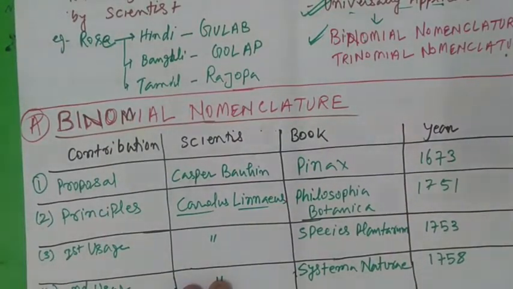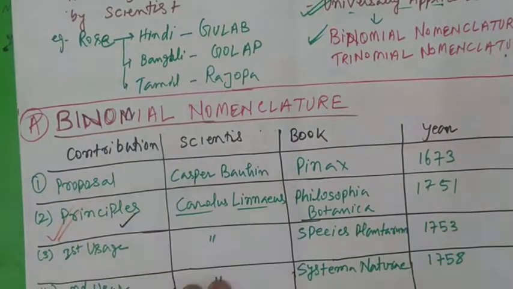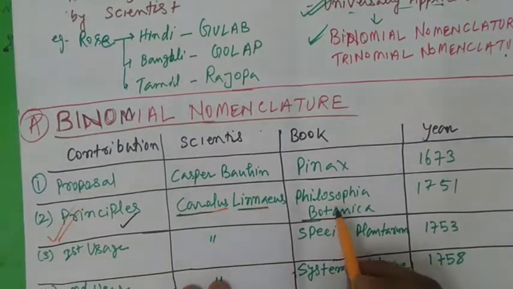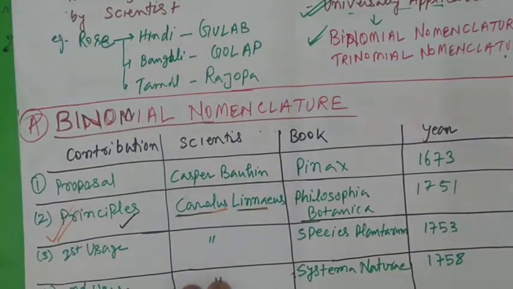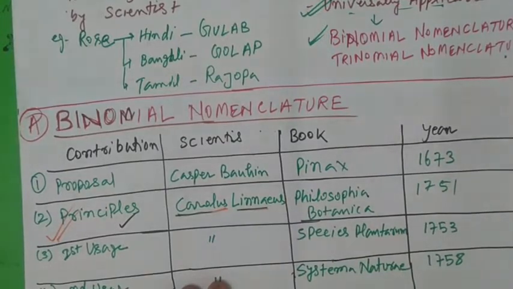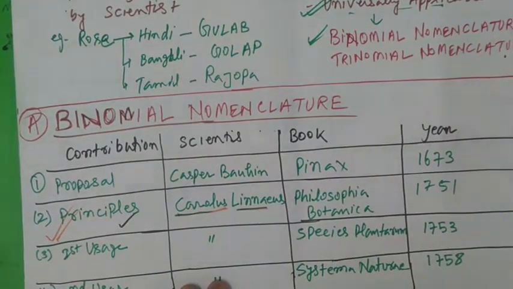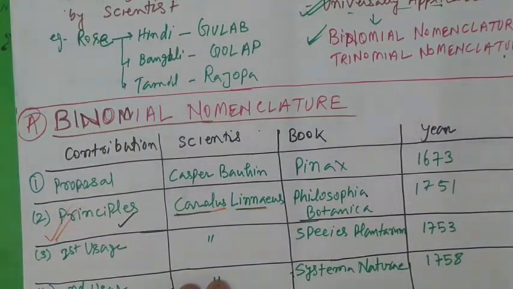Next, the principle for binomial nomenclature was given by Carolus Linnaeus in his book Philosophia Botanica in the year 1751. That means this is the first time someone provided the rules and regulations regarding nomenclature. This is binomial nomenclature. The credit goes to Carolus Linnaeus.